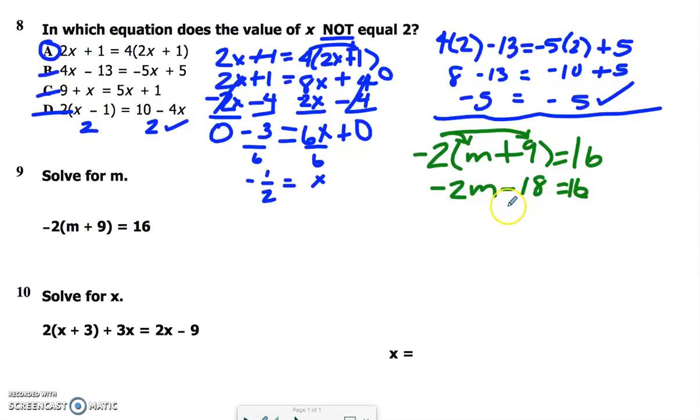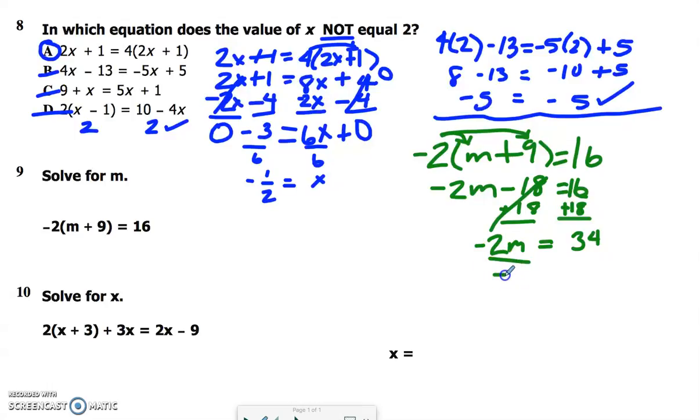Alright. Subtracting 18. Let's undo that subtraction. Add 18 to both sides first. Add 18 to the right. Cancels out on the left. We got 0. 16 plus 18 equals 34. 34 is equal to that negative 2m that's still left on the left hand side.